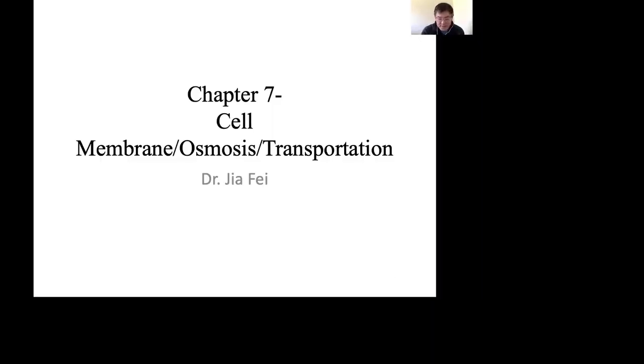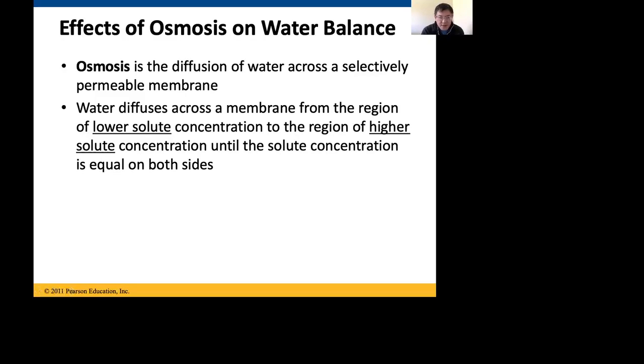Good day, everyone. It's my pleasure to give this lecture, Cell Membrane and Osmosis. Now let's talk about osmosis. The definition of osmosis is the diffusion of water across a selectively permeable membrane. So that means osmosis is only for the water, it's not for the solute. The water diffuses across the membrane from a region of lower solute concentration to a higher solute concentration area.